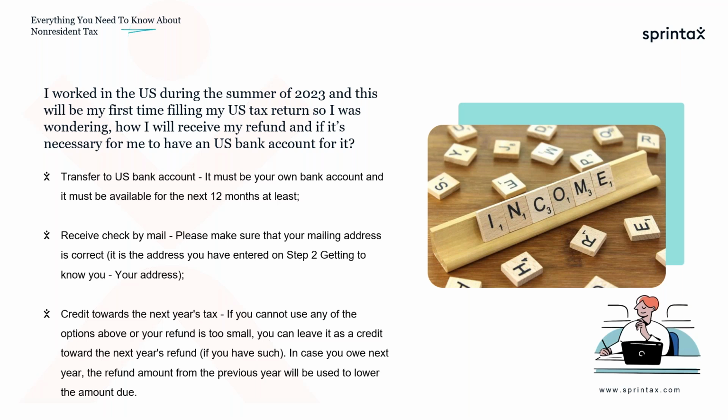So there's really three options for you to receive your refund. The easiest will definitely be to transfer to a US bank account, and it must be your own US bank account, and it must be available for the next 12 months at a minimum. You can also receive a check by mail, so make sure that your mailing address is correct, which is on step 2, getting to know you, your address on Sprintax. Or you can credit it towards next year's tax. So for example, you could leave it as a credit towards next year's refund if you have such, or if you had an amount that would be owed next year, it would be balanced against that.